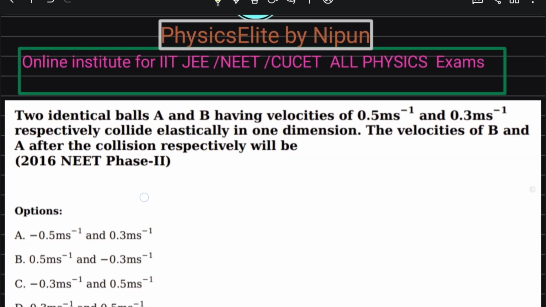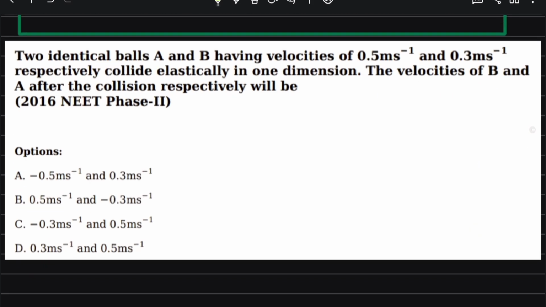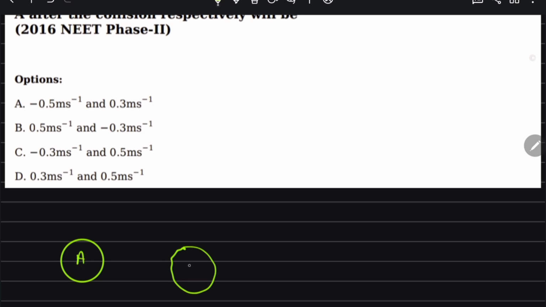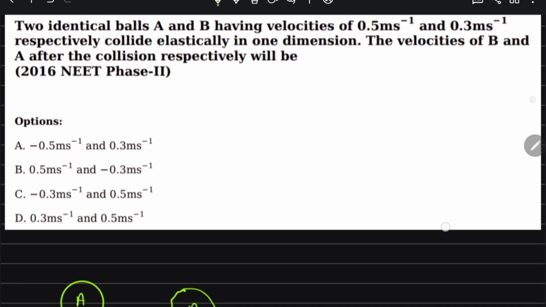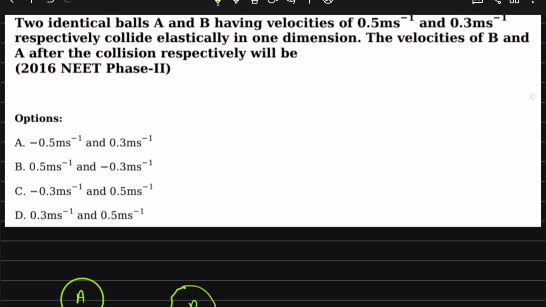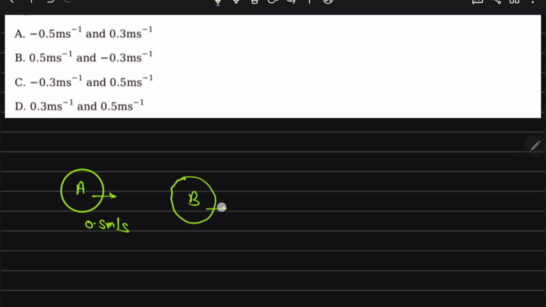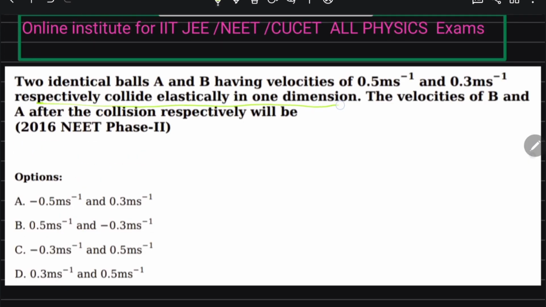This is our question from 2016 NEET second phase. Two identical balls A and B have velocities 0.5 meter per second and 0.3 meter per second. It is like this situation: this is the first ball and this is the second ball. Two identical balls A and B collide elastically in one dimension. Suppose this body has a velocity 0.5 meter per second and this body has a velocity 0.3 meter per second, respectively.